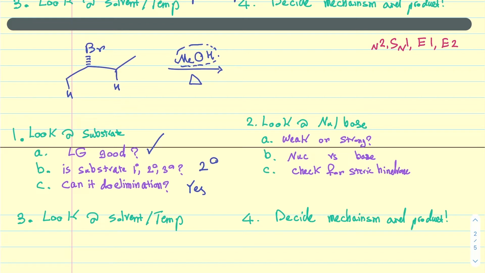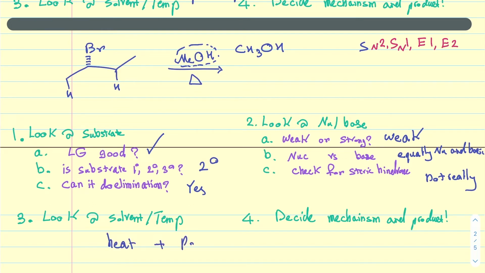So it's CH3OH. It's a very weak nucleophile. It's not negatively charged, and it's a very stable molecule. It's a very weak nucleophile and a very weak base. It's probably equally nucleophilic and basic. It's not particularly basic or nucleophilic. I mean, it's not either of them. Does it have steric hindrance? Not really. And we're heating that up, so there's a little bit of heat, plus a polar protic solvent. Alright. So step 4, let's determine the mechanism.